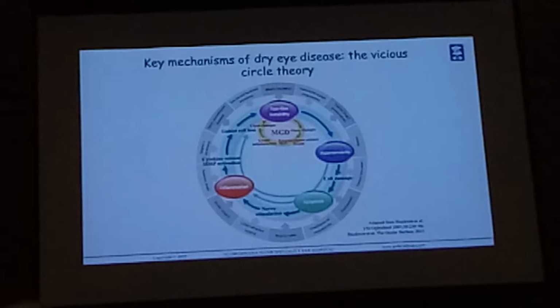If you look at the mechanisms of dry eye, it's quite complex, but it's a vicious cycle. It involves tear film instability, hyperosmolarity, apoptosis, and inflammation, and they are all interconnected. There are a lot of contributing factors, and it makes it worse. And one of the major causes of tear film instability is MGD.